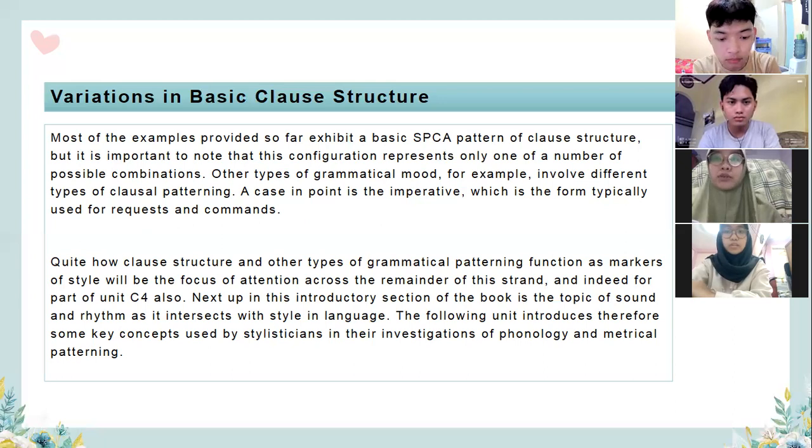Next up in this introductory section of the book is the topic of sound and rhythm as it intersects with style in language. The following unit introduces therefore some key concepts used by stylisticians in their investigation of phonology and metrical patterning. Next slide, Indra.